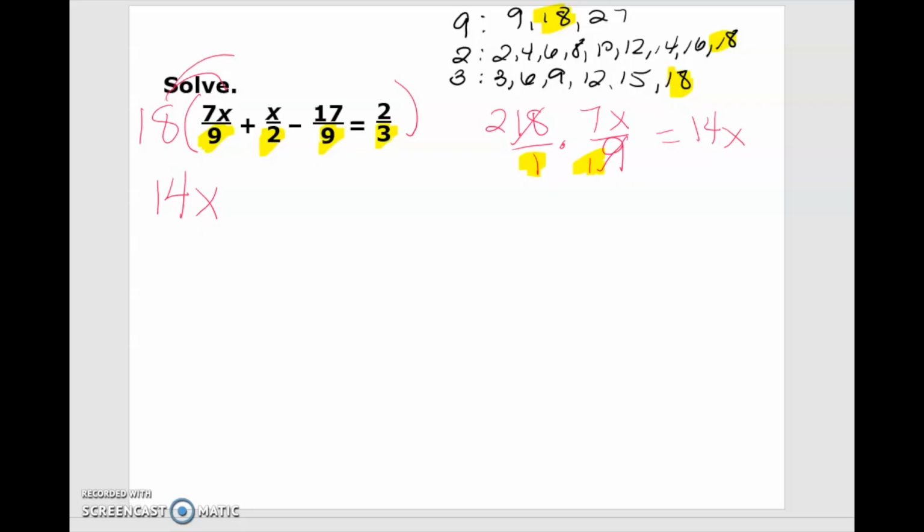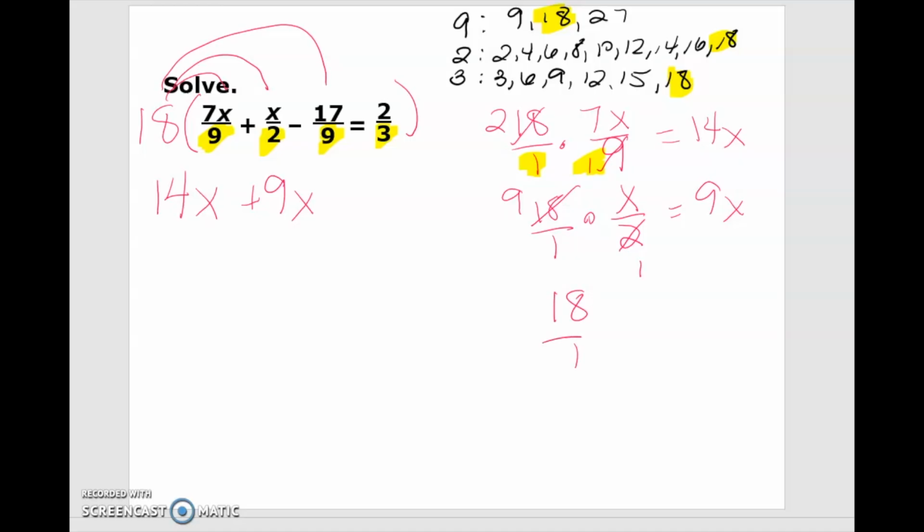Now I'm going to distribute 18 over 1 times x over 2. So again, I want to cross cancel. These are both divisible by 2. And my second term becomes 9x. I'm going to do that again with the 17 over 9. So 18 over 1 times 17 over 9. I'm cross canceling here. These are both divisible by 9. 17 times 2 is 34. Now be really careful. There's a subtraction. So this is minus 34.